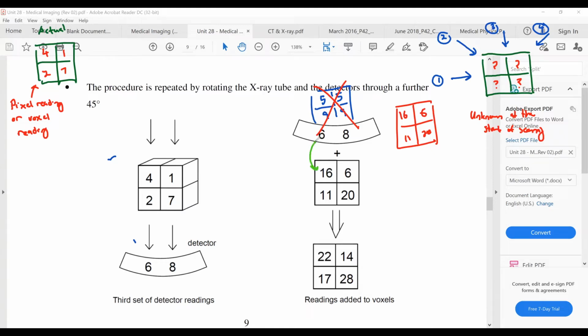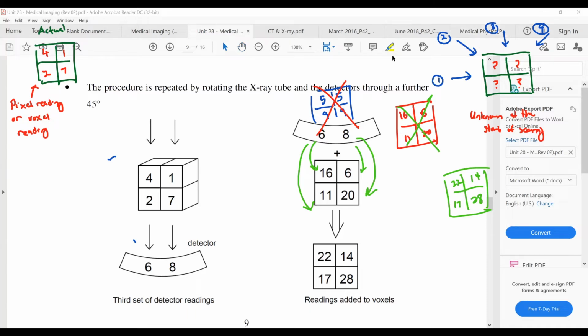6 plus 16 will give you 22. 6 plus 11 will give you 17. 8 plus 6 gives you 14. 8 plus 20 will give you 28. So now your image has been updated to this. It's no longer this one, but now it is this one. This one will be 22, 14, 17, and 28. Okay, so the third direction has been completed.